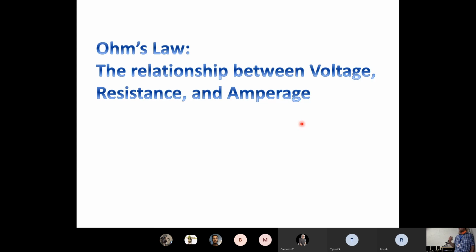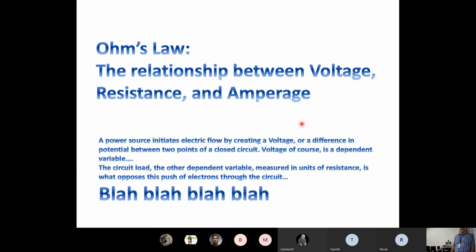Okay, Ohm's law, the relationship between voltage, resistance, and amperage. We could go through this long definition, and this is kind of what they're showing. This is the actual definition. We don't need to write all that down. The words are too complicated to really make sense of. So we're going to simplify it, and that's basically what this PowerPoint does. Make sure you get the relationship between voltage, resistance, and amperage. That's the definition you need to have down for Ohm's law.